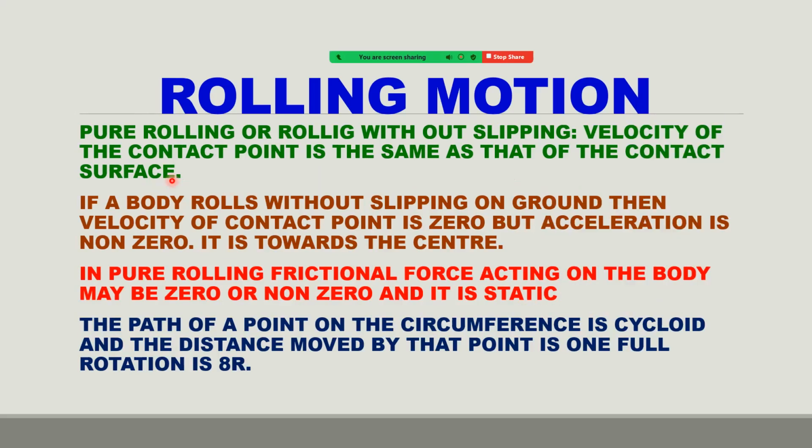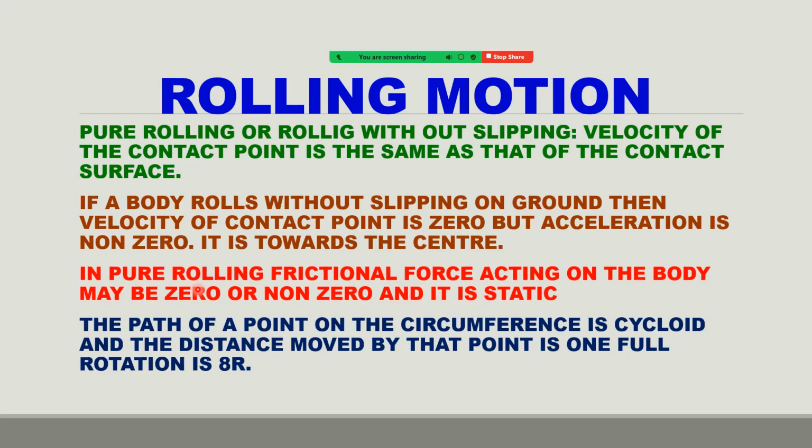Let's say first point, pure rolling, or rolling without slip. Velocity of the contact point is the same as that of the contact surface. If a body rolls without slipping on ground, then velocity of contact point is zero, but acceleration is non-zero. It is toward the center, which is nothing but centripetal acceleration.